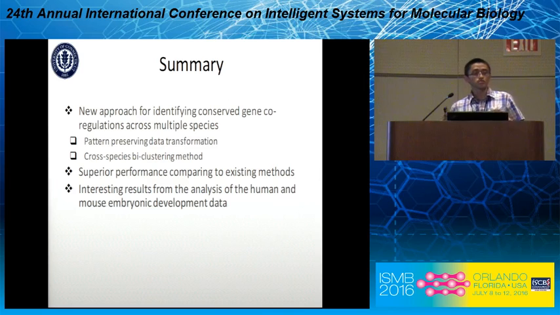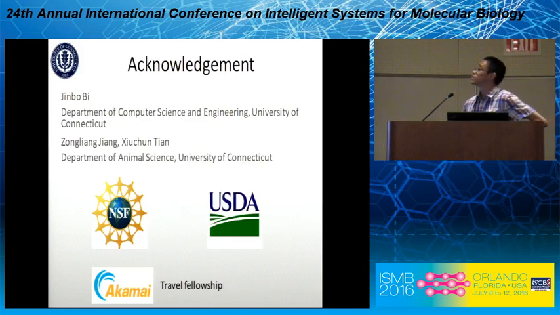So lastly, I want to summarize my talk. I just presented our new approach for identifying conserved gene correlations across multiple species. It includes 2 components: pattern preserving data transformation and a new cross-species biclustering method. I have demonstrated that our method has superior performance compared to existing methods, and also discussed some of the interesting results from the study on the human and mouse data set.